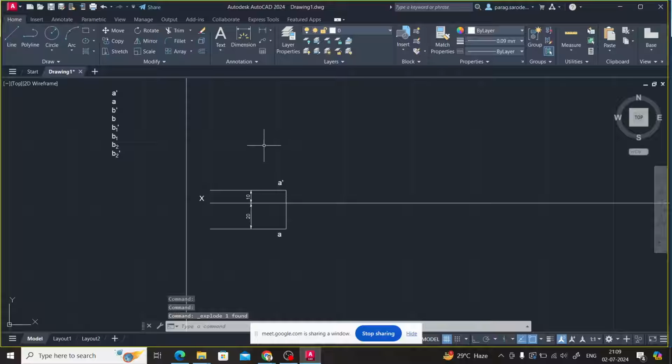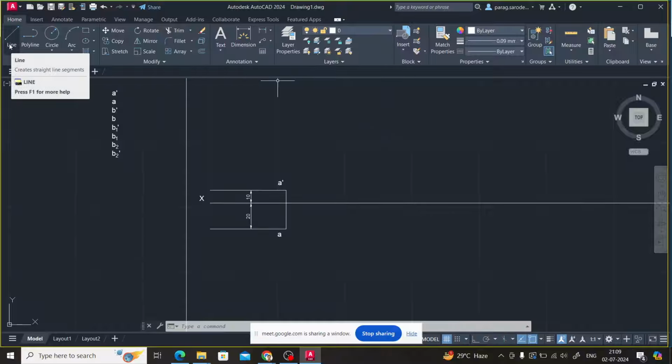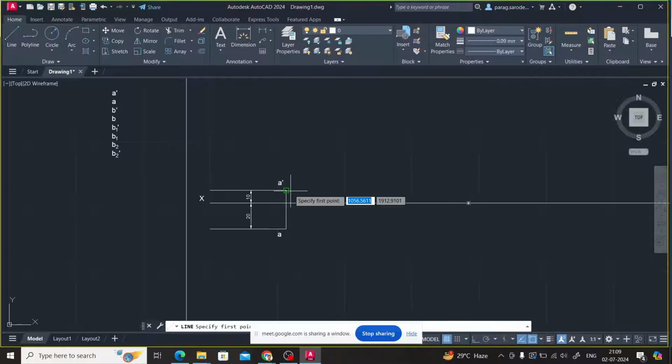Yes, sir. So now look at what was the angle, 45 degrees, and what was the length, 50. Look very carefully. I'm taking a line command, right? I'm taking the point a dash. My O snap is still on. It doesn't matter if the ortho is on or off. How much is the length I want? 50. And what should be the angle? 45. So what I will type first is 50, and I can press shift and the less than symbol from the keyboard.